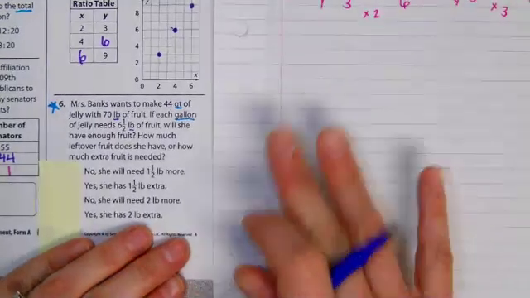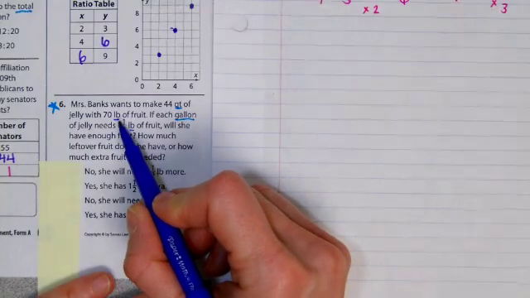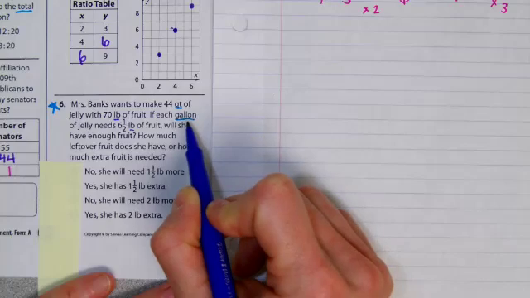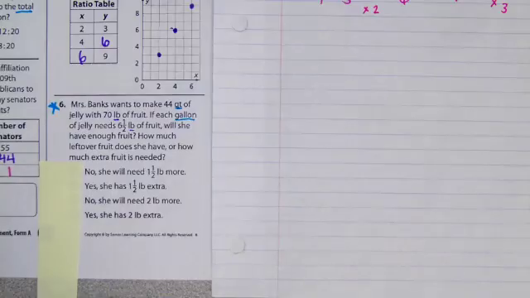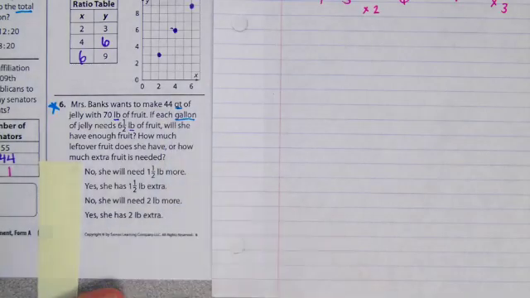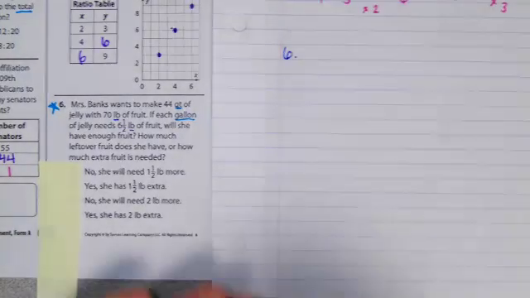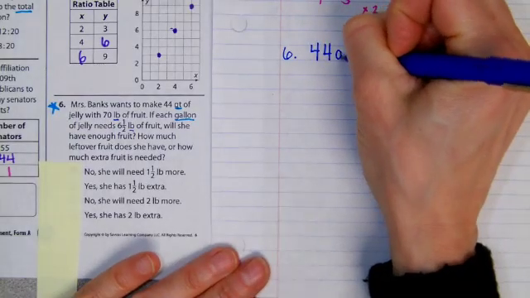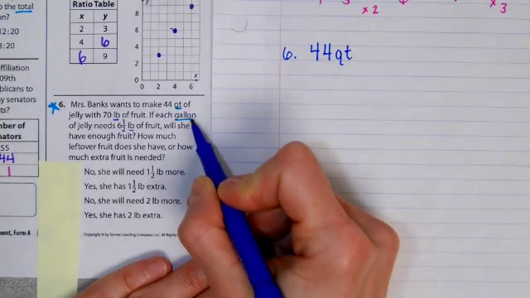Okay, so in this case, we have 44 quarts for 70 pounds, and it's asking us about how many gallons of jelly she needs for 6.5 pounds. So the first thing you have to do, and it doesn't tell you, is we got to convert 44 quarts to gallons first. Okay, so when we are converting, it's a little bit different. Converting is where we start with what unit we have, quarts, and we're trying to get gallons.